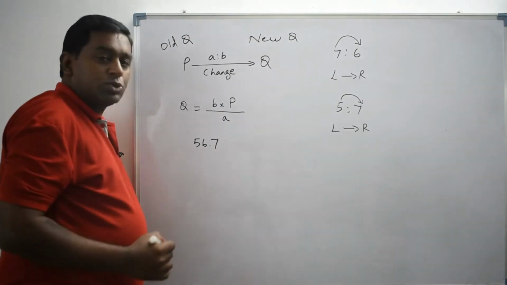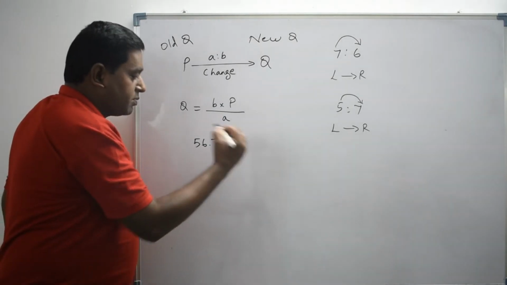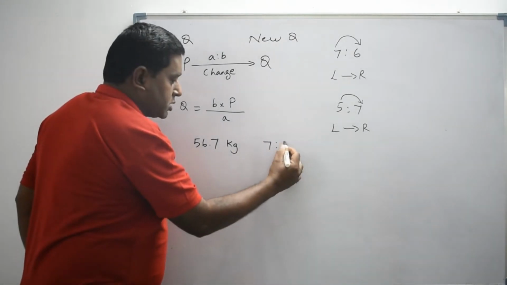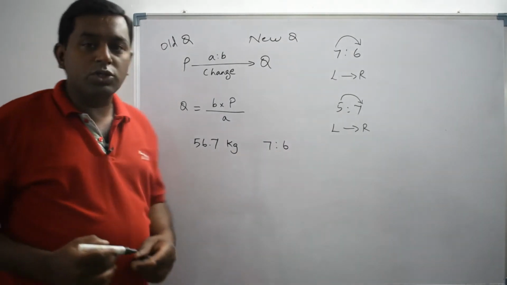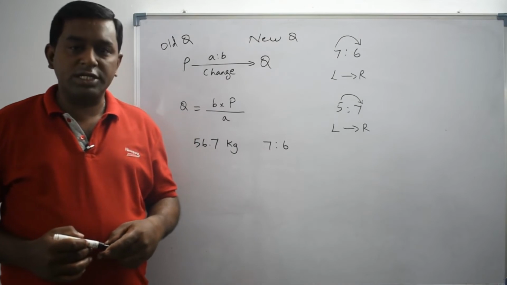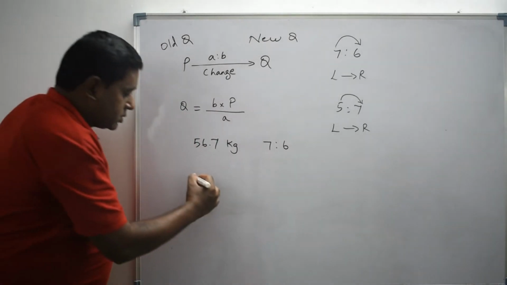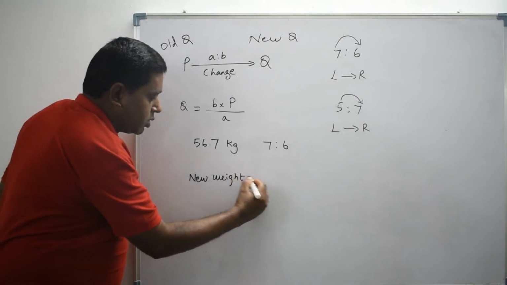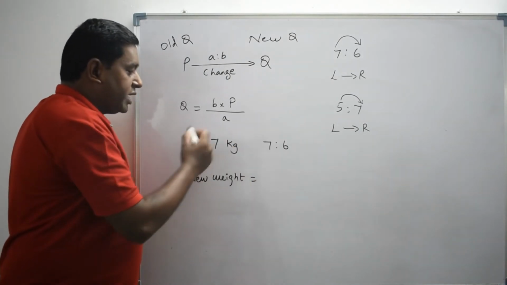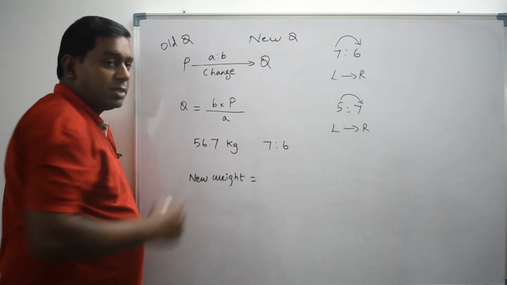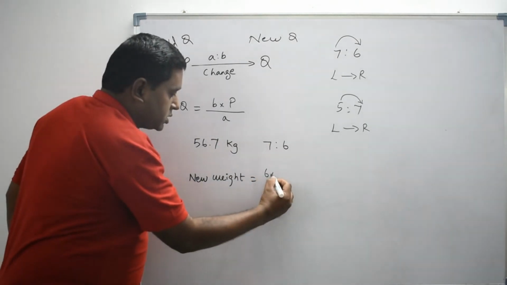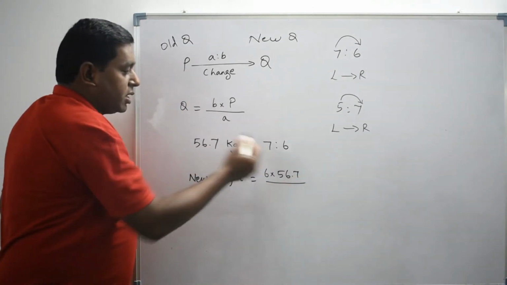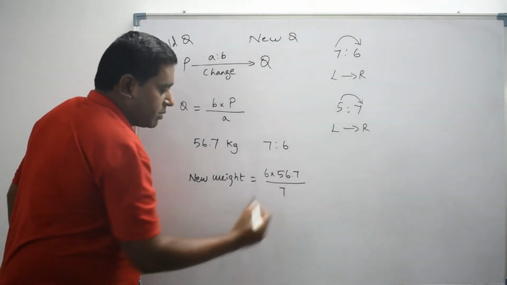The weight of a person is 56.7 kilograms. So the person is going to reduce his weight in the ratio 7:6. Now I want to know the weight of the person after decreasing. How? So the new weight of the person is equal to, the original weight 56.7 to be multiplied by the second term of the ratio, that is 6 times 56.7. This product has to be divided by the first term of the ratio, that is 7.